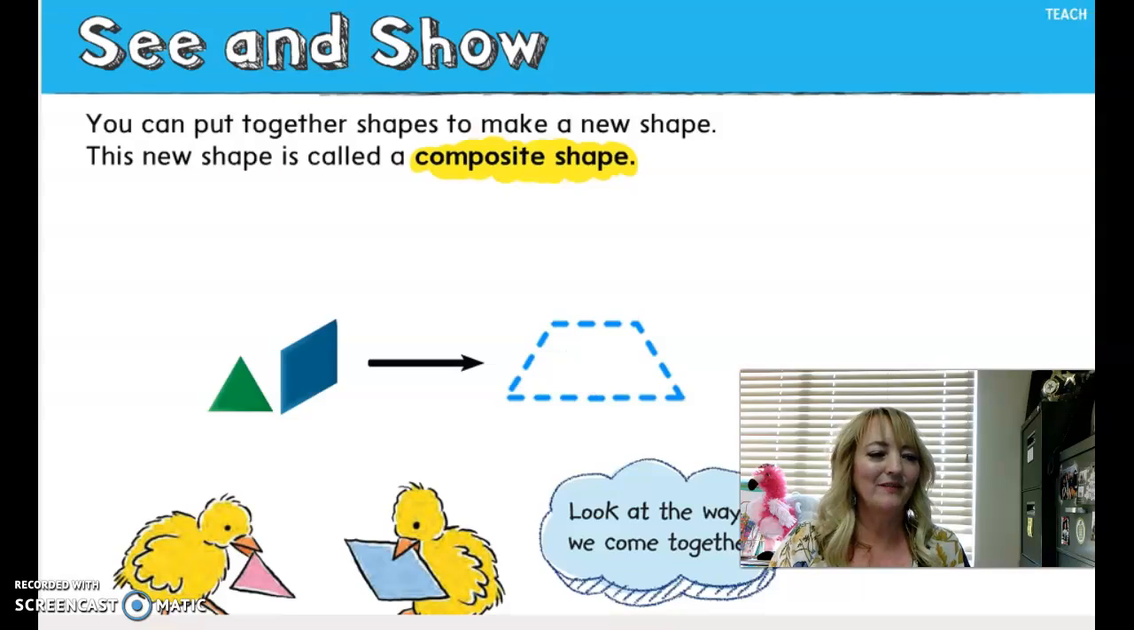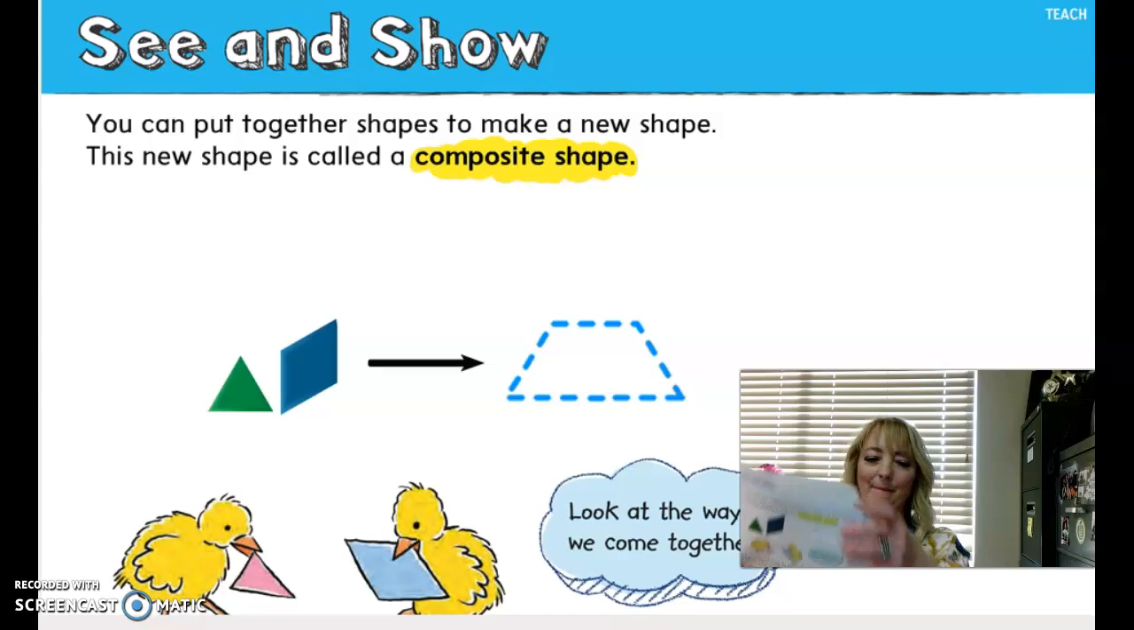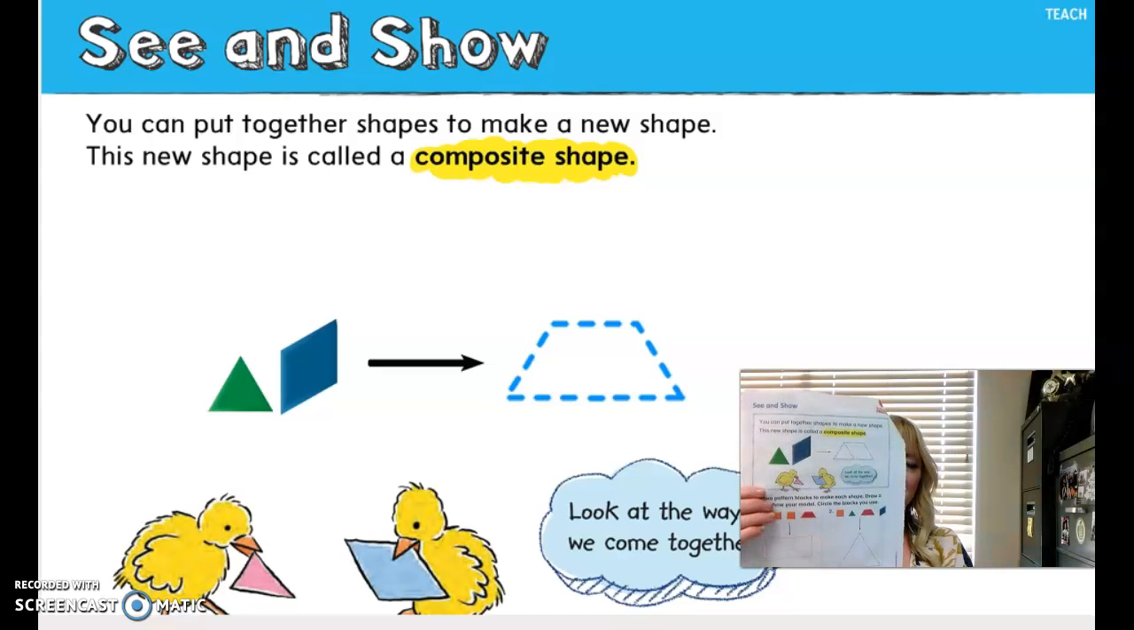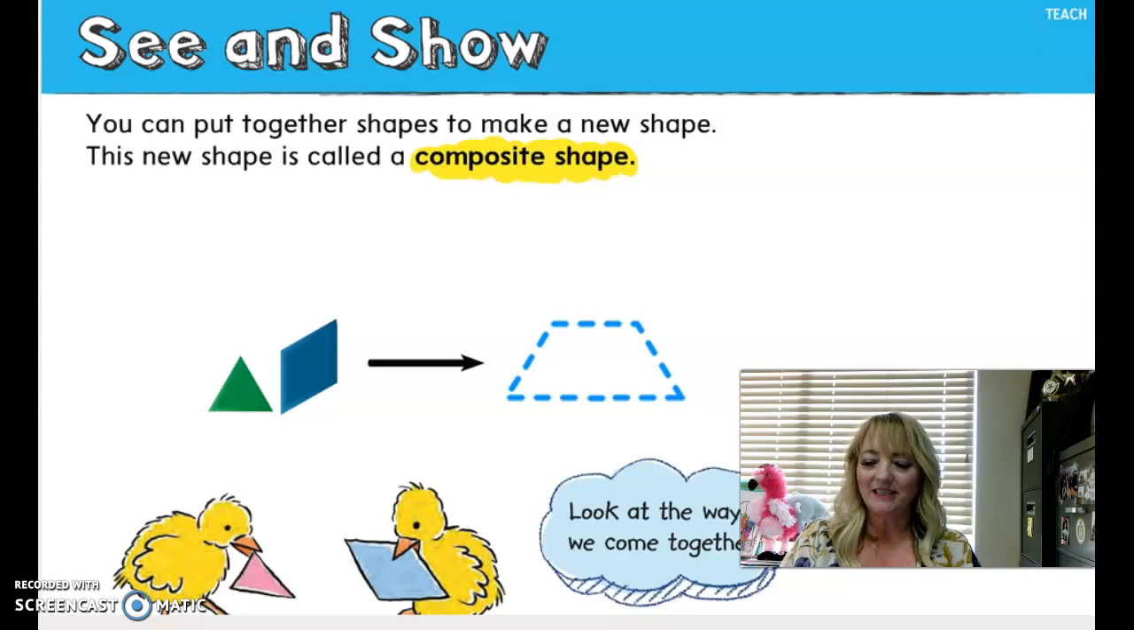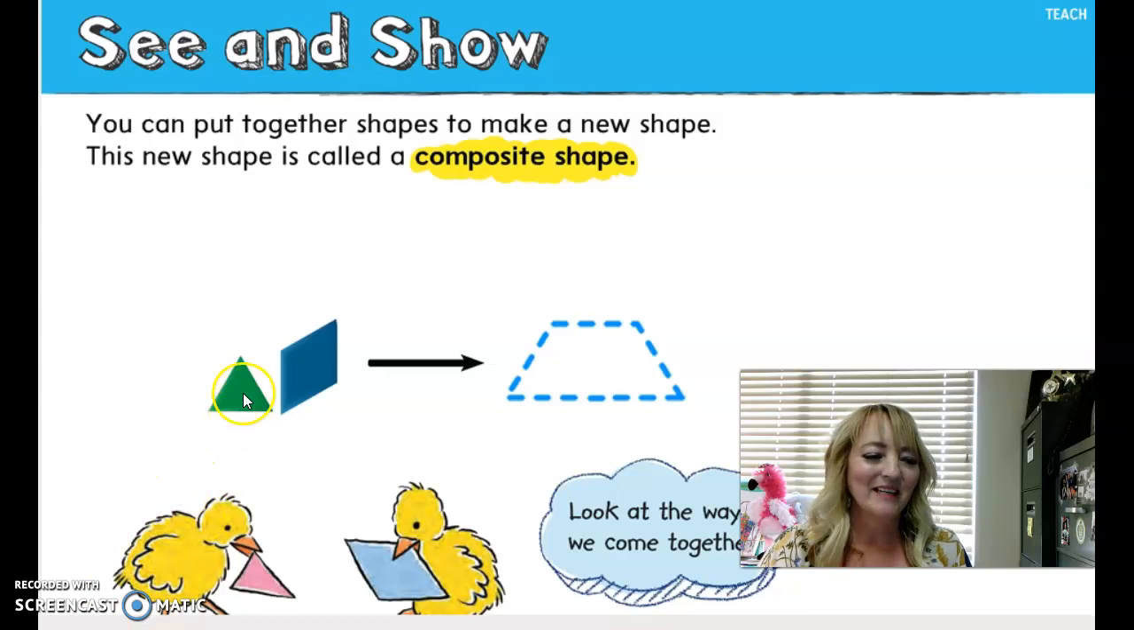Okay, if you forgot that page, oh gosh. Okay, so go ahead and go to the inside page of your lesson with the 2 little chicks. It says you could put together shapes to make a new shape. This new shape is called a composite shape. So here we are using a diamond and a triangle, or a parallelogram to make this composite shape. So I added those with your packet this week. So if you'll lay them down on top of this, you will see how they come together.